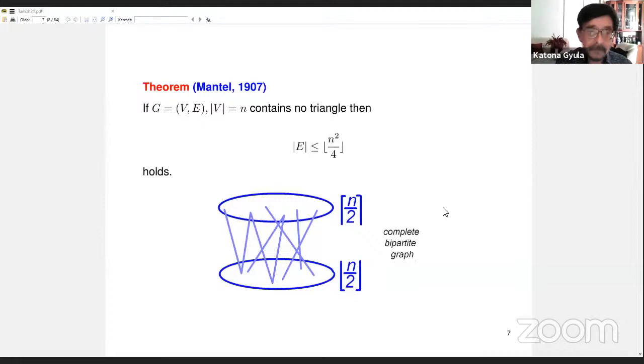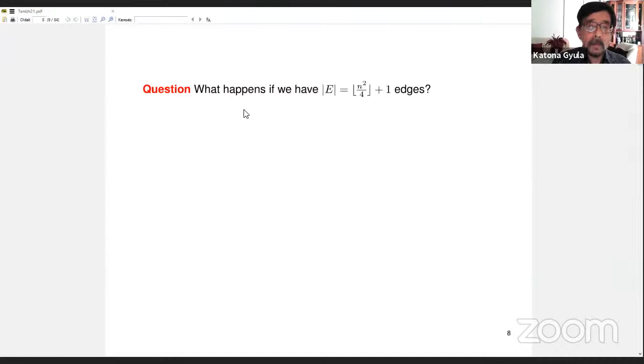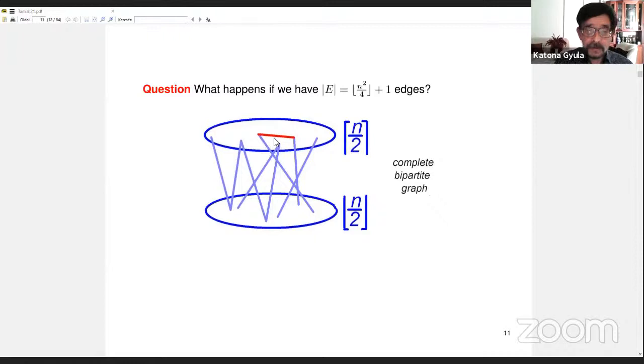So next question: what happens if we have one more edge? Of course, there is at least one triangle, because n squared over four floor was the maximum number of edges without a triangle. So if you have more, then we must have at least one. But if we add one edge to this optimal graph, then obviously we have many more, not only one triangle. We have a triangle between these two vertices and any other one on the other side. So the number of triangles will be n half floor.